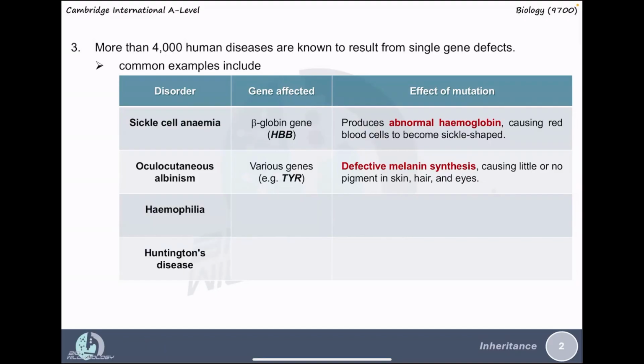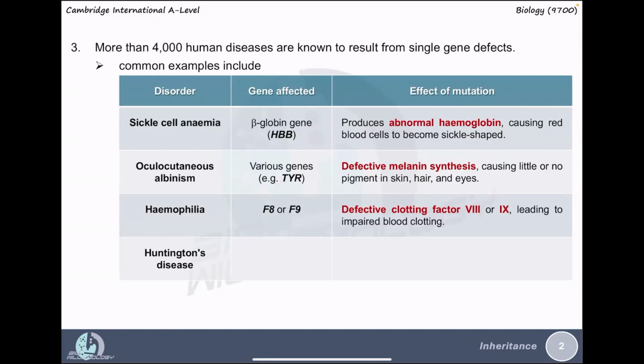The next disease is hemophilia, where the mutation can occur on the factor 8 or factor 9 genes. Defective clotting factor 8 or factor 9 leads to impaired blood clotting.